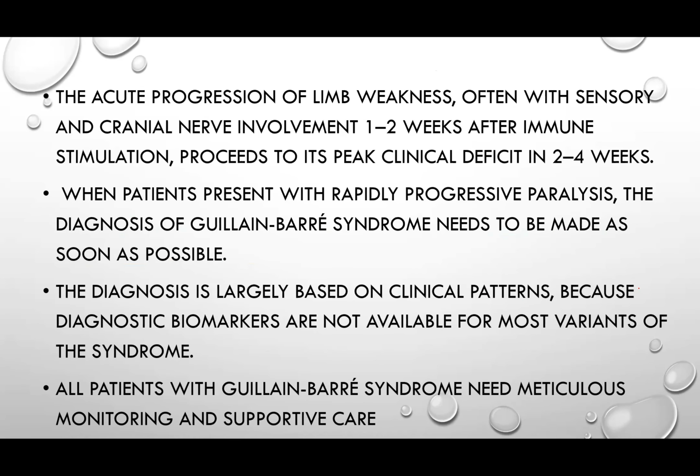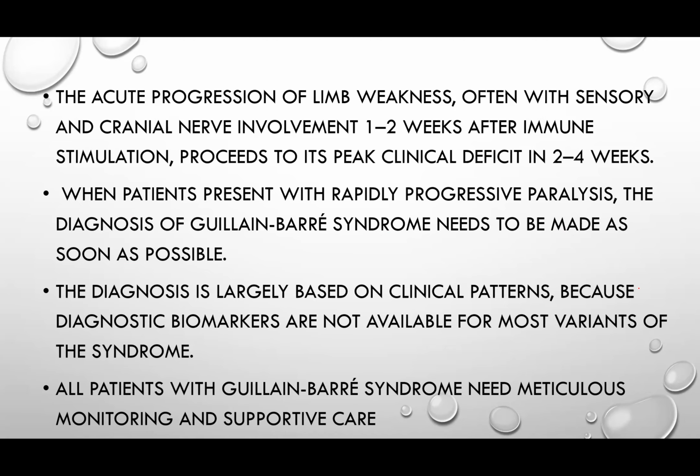The acute progression of limb weakness, often with sensory and cranial nerve involvement, 1 to 2 weeks after immune stimulation, proceeds to its peak clinical deficit in 2 to 4 weeks. When a patient presents with rapidly progressive paralysis, the diagnosis of GBS needs to be made as soon as possible. The diagnosis is largely based on clinical patterns because diagnostic biomarkers are not available for most variants of this syndrome. All patients with GBS need meticulous monitoring and supportive care.